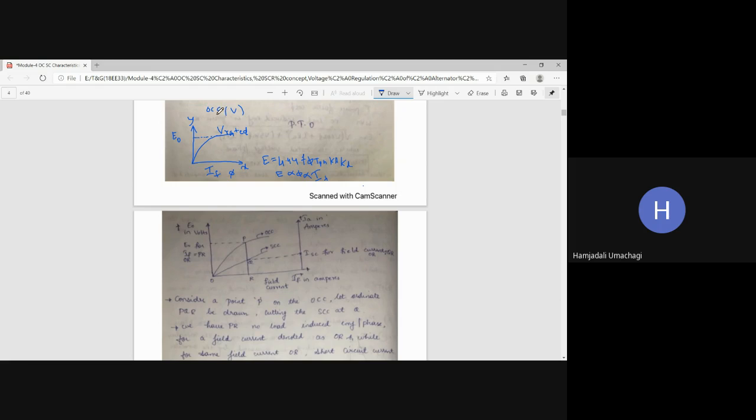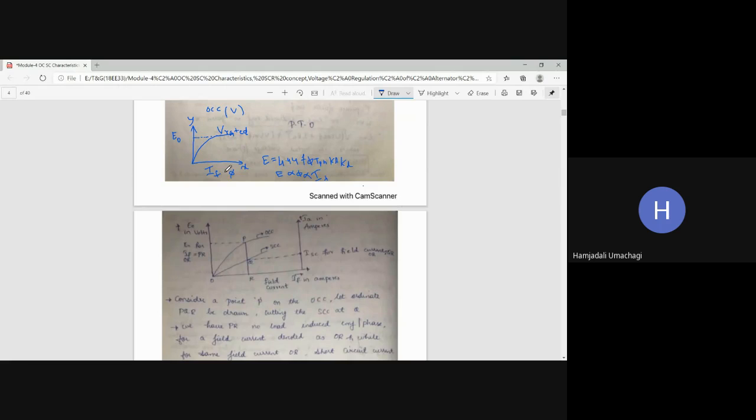So open circuit characteristics will give us the rated voltage value. If there is no flux, then there is no voltage. This is the meaning. So to develop the voltage, I should have flux. If I want to have flux, I should have excitation, because flux is given to us by the field winding current, that is IF. Is it clear? Yes, sir.